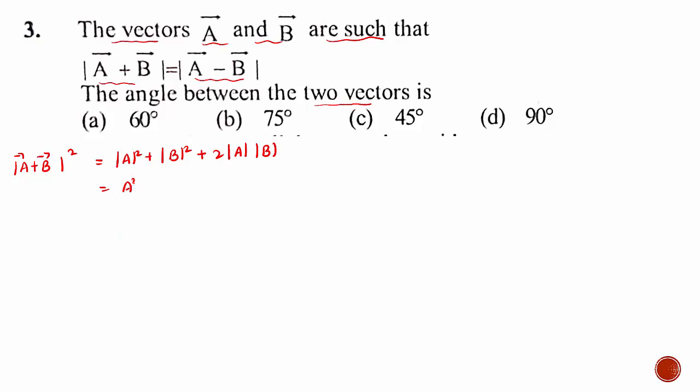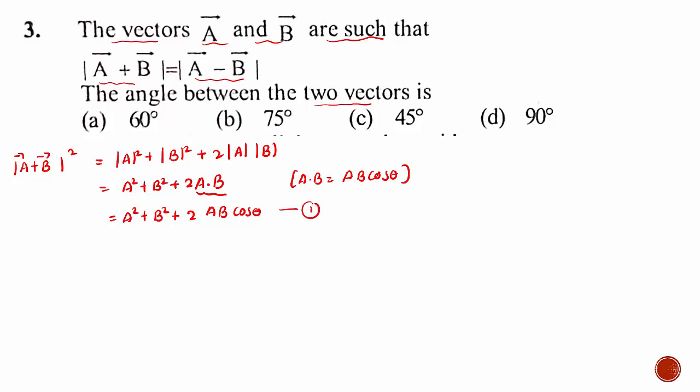Or we can write it as simply A square plus B square plus 2 mod of A into mod of B, which means A dot B. This is the product. So we can write A square plus B square, keep as it is, 2 into, in place of A dot B we can use the dot product. Dot product is given by AB cos theta. So in place of A dot B we can write AB cos theta. Then let us take it as equation 1. This is all about A plus B whole square.